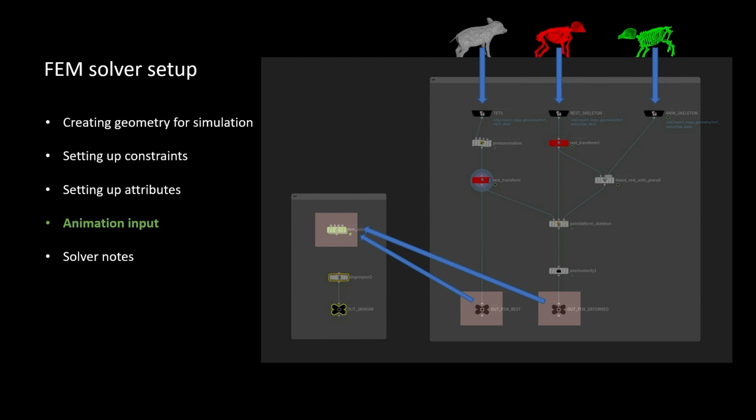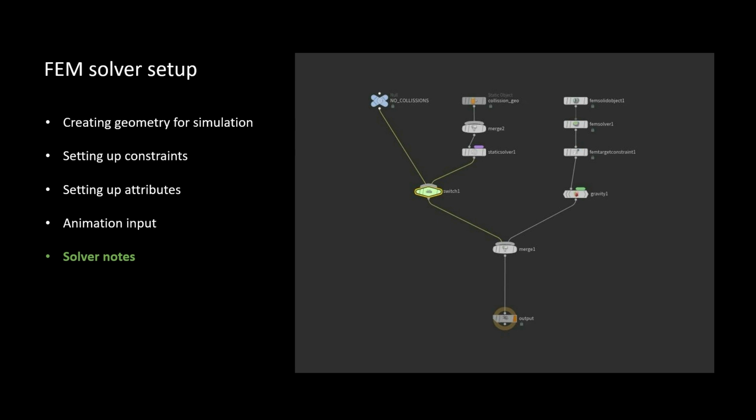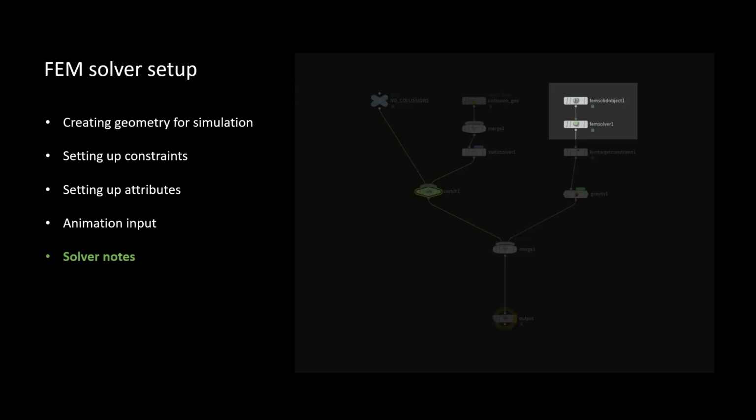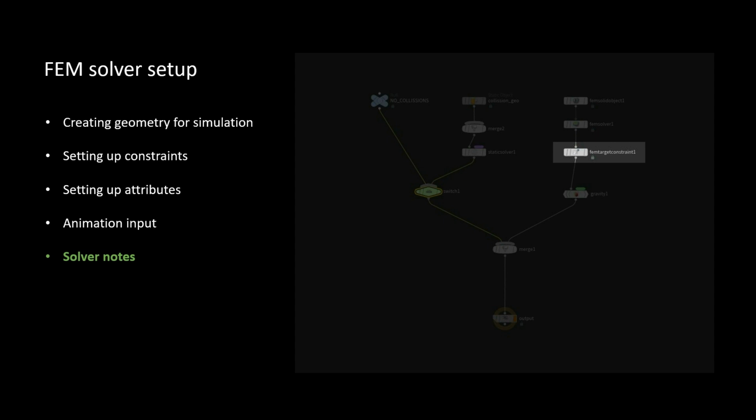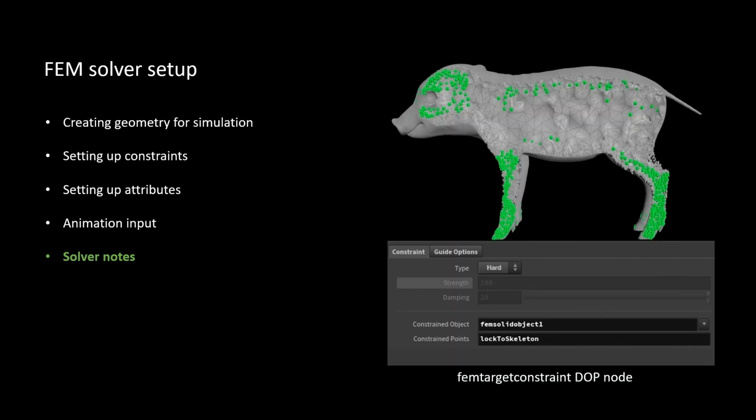So now we go into the DOP network located here, and this is it. A few notes on this. You have your FEM solver and your FEM solid object. Into your FEM solid object, you plug in your tetrahedralized base mesh rest model, and then also the deformed tetrahedralized mesh I showed before. And then the important note here is the FEM target constraint, which you can constrain points to the incoming deforming geometry. It's a very simple node.